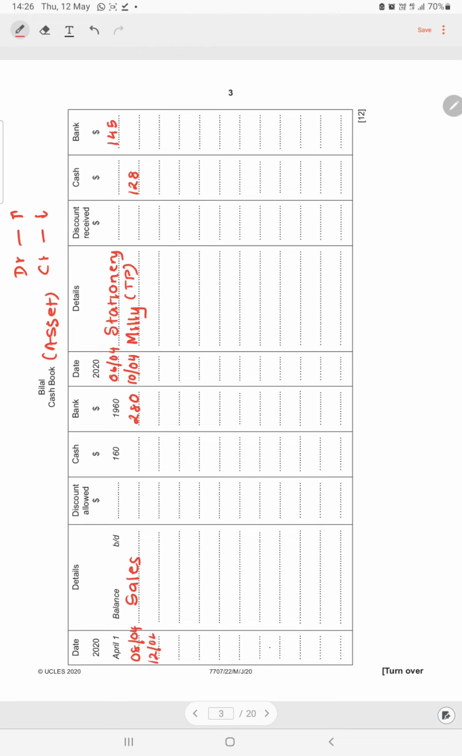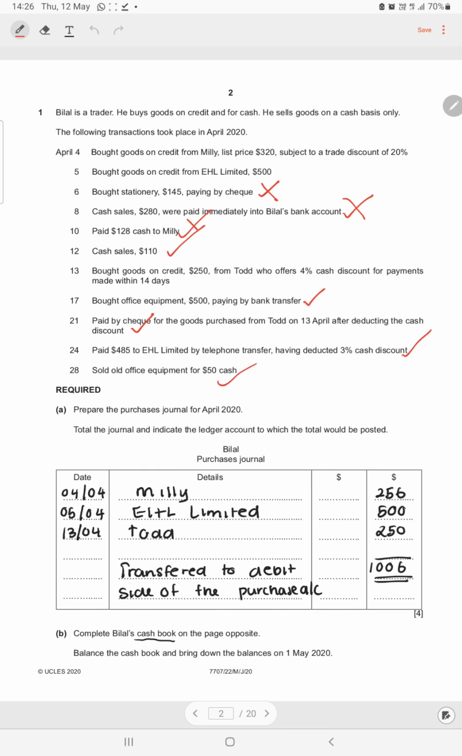It was deposited into a cash. So our cash balance is what increases, not the bank balance. So that is 110. That's right. So we have $110 here. Next, bought goods on credit from Todd, that goes to the purchase journal.